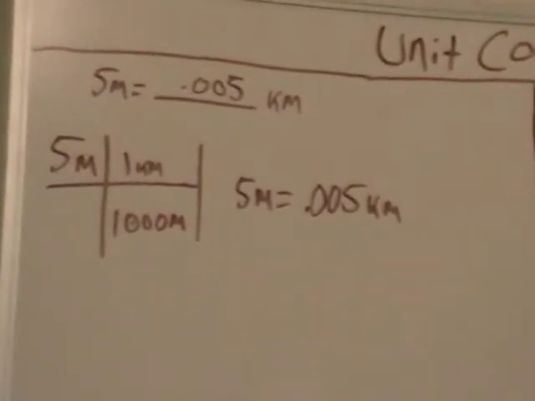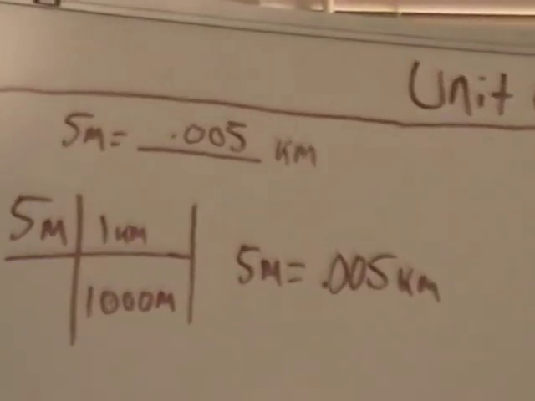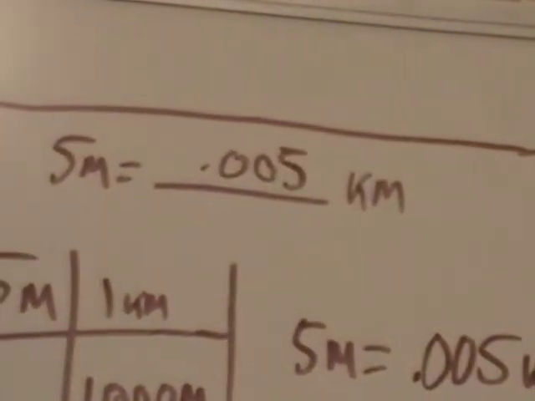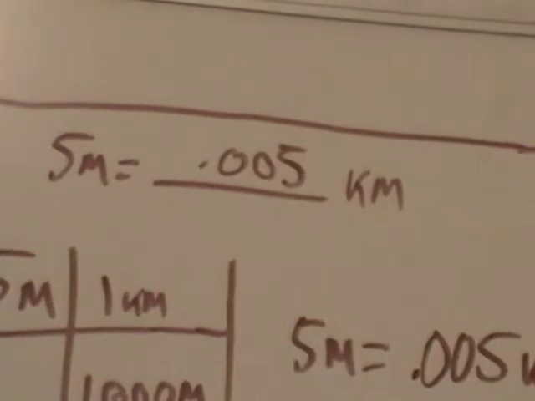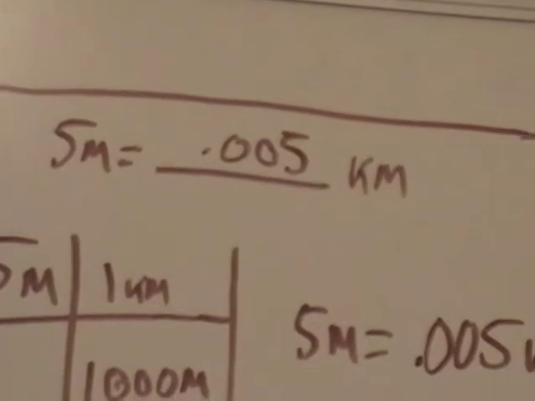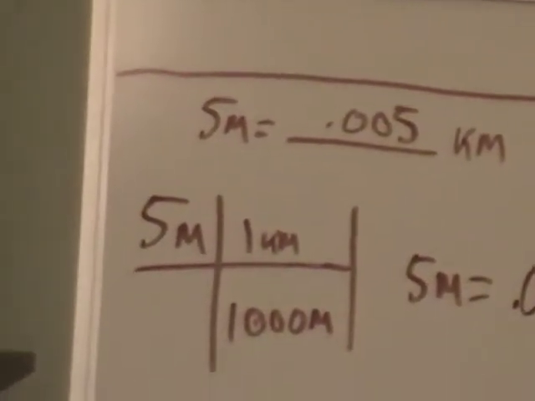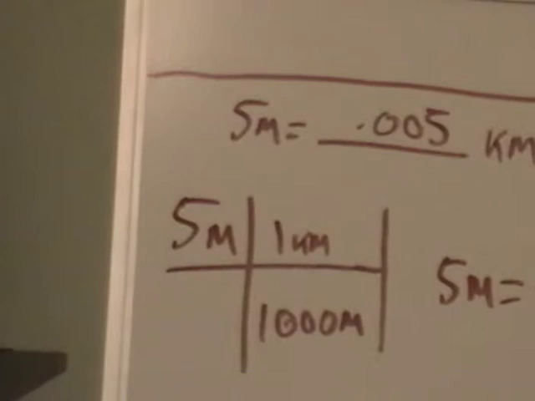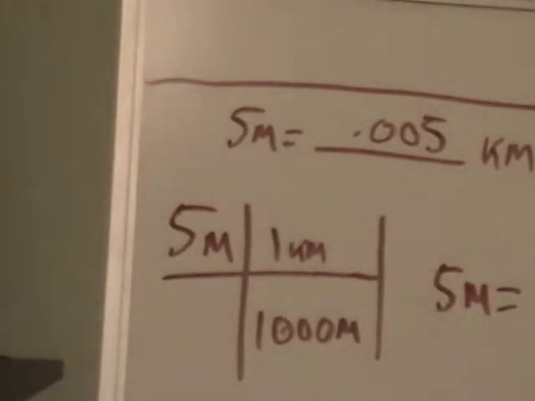So here you can see I want to figure out how many kilometers 5 meters are. Now this is a pretty easy example, but I set it up just to show you how this method of converting works. After this, I'll show you a step up from this. So we always start out by writing what we know, which is this 5 meters right there.